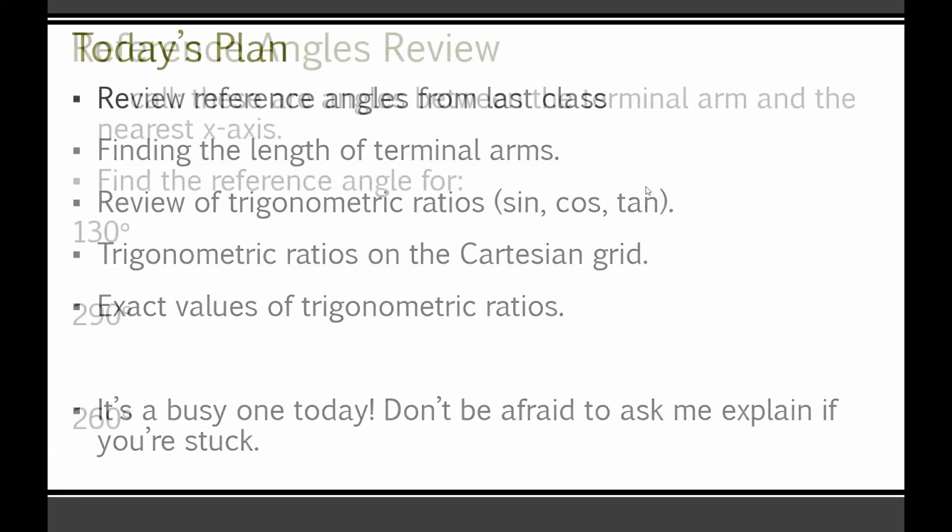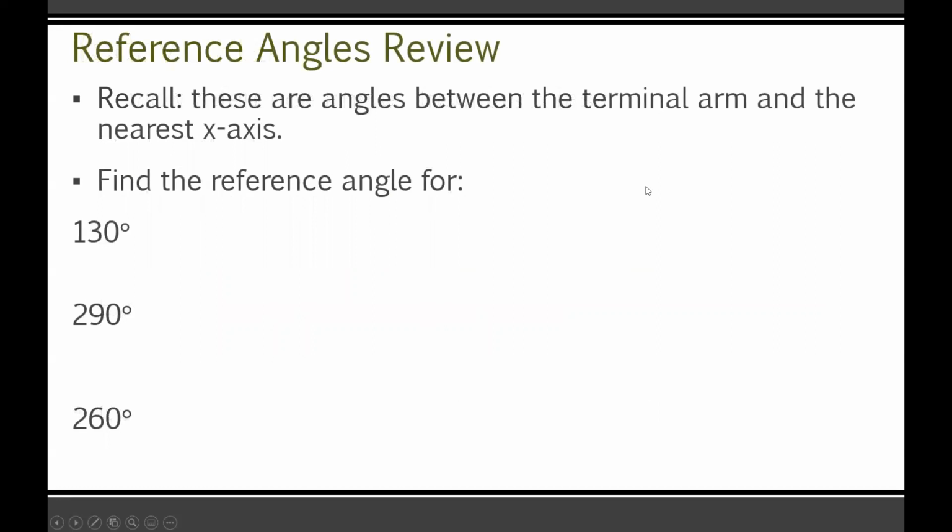Here we go. So reference angle review. Recall, these are the angles between the terminal arm and the nearest x-axis. And as I just mentioned a second ago, the terminal arm is just a fancy word for the arm of an angle. So if you drew an angle over here, that's your terminal arm. The angle is between that and there, right? Your starting position, right? Anyway, first question here, find the reference angle for 130 degrees.